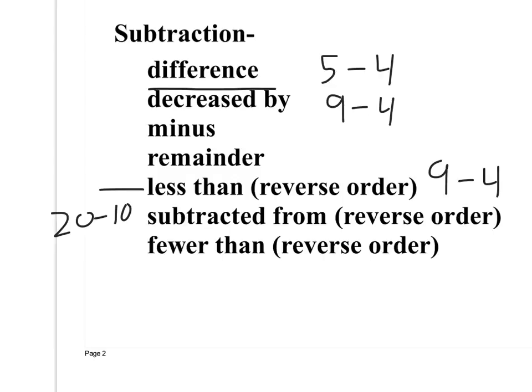And fewer than is the same thing. 100 fewer than 200, so I'd write 200 minus 100. You have to switch the order. This is the only one that's like that. Okay? And they're going to use it the most often, because you have to be able to pay attention. Any questions?